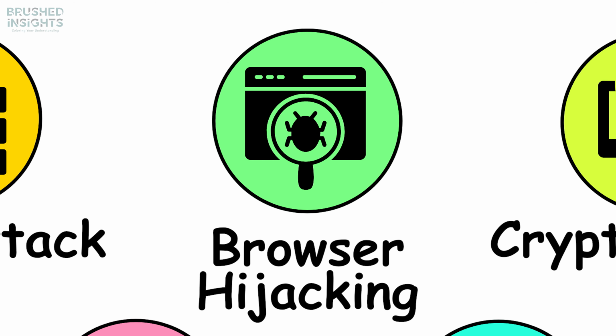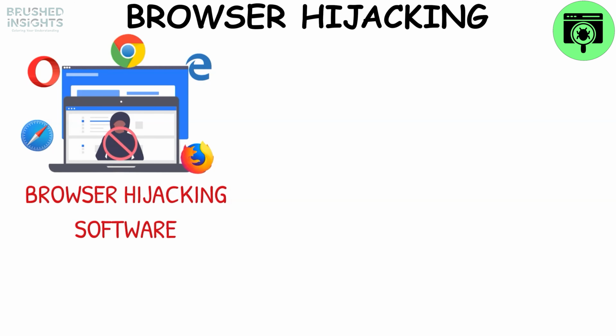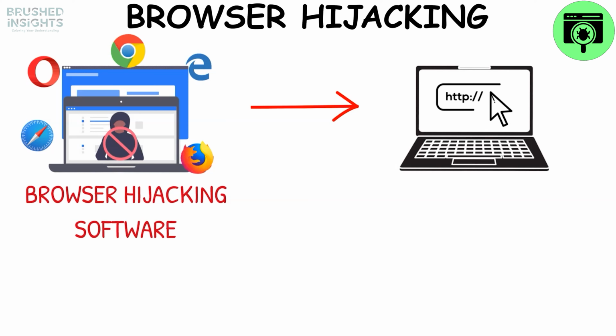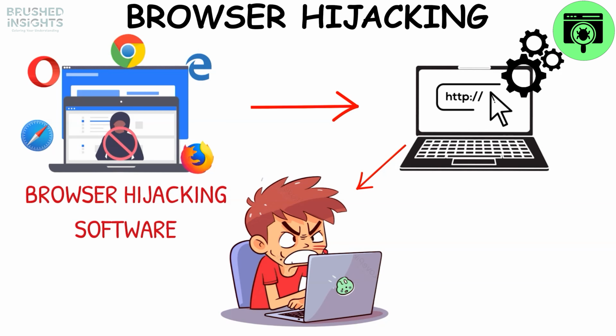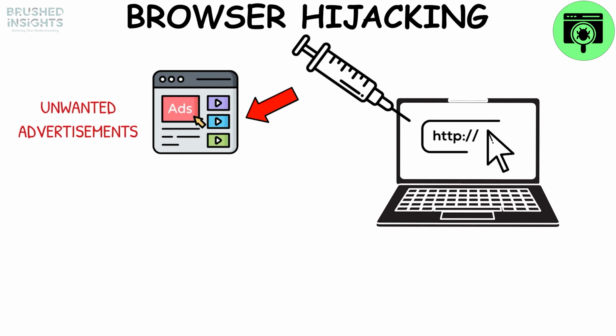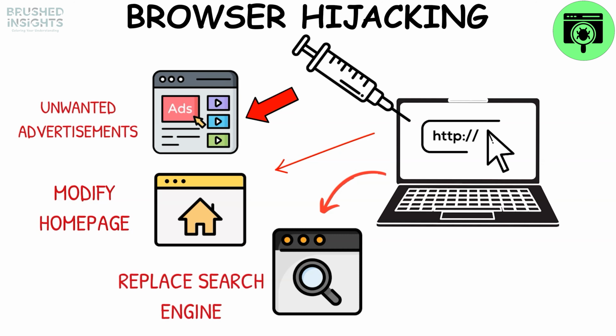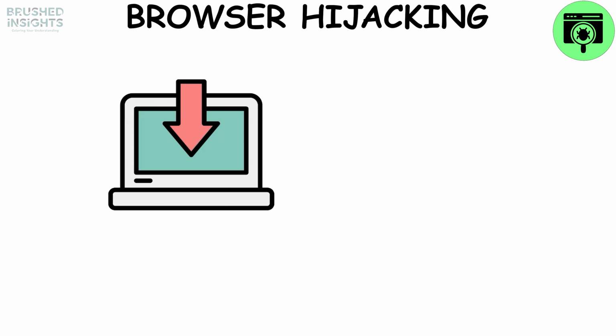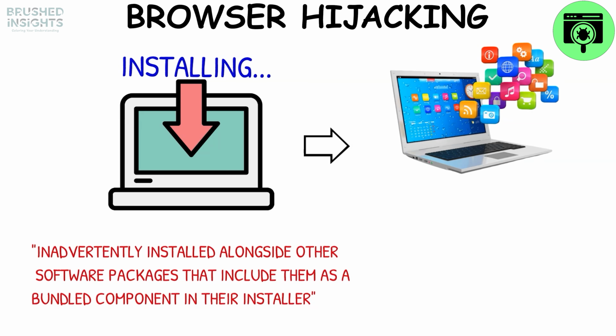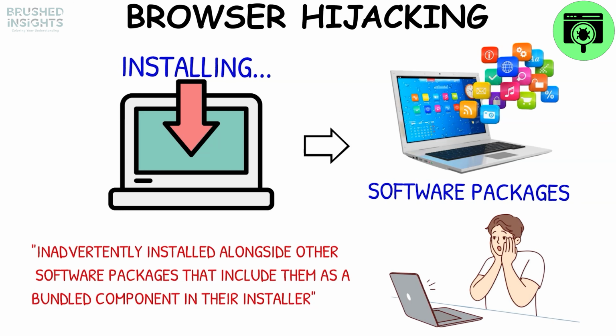Browser hijacking. Browser hijacking software is unwelcome software that alters web browser settings without the user's consent. It may inject unwanted advertisements, modify the homepage, or even replace the entire search engine. Often, these programs are inadvertently installed alongside other software packages that include them as a bundled component in their installer. They frequently lack clear uninstallation instructions or are presented in a deliberately confusing manner, aiming to deceive the average user into installing undesired additional software.